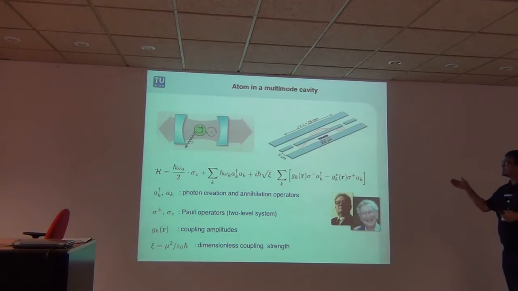And this Hamiltonian is generic in the sense that you can apply it to traditional real atoms inside a quantum cavity, or you can equally apply it to a superconducting circuit, where you have a superconducting qubit lying here and the electric field which moves through the superconducting resonator.